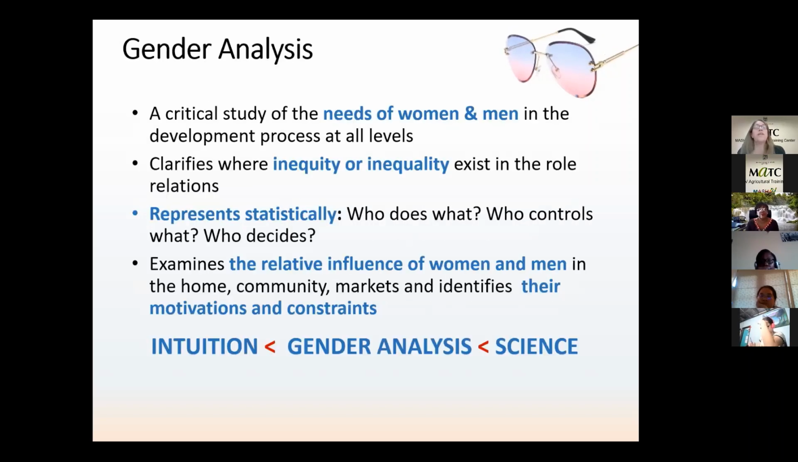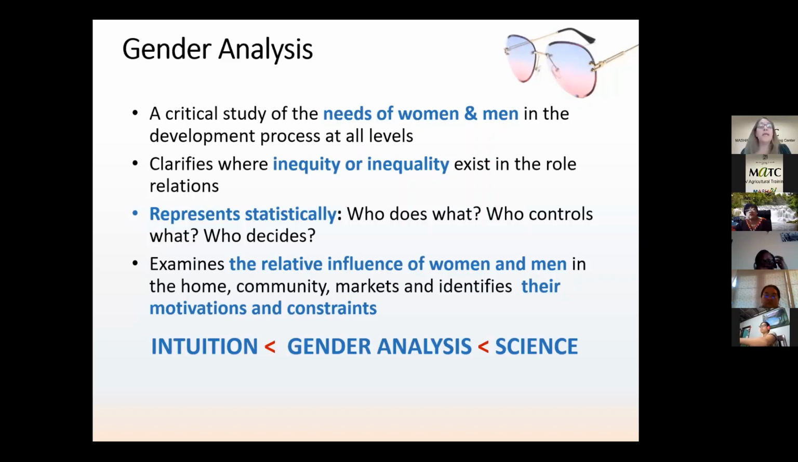When it comes to the gender analysis, a gender analysis is a critical study of the needs of women and men in the development process at all levels, as I said. It clarifies where inequity or inequality exists and it represents statistically who does what, who controls what, who decides what, who owns what, etc. It examines the relative influence of women and men in their home, as well as in their community, in markets, and it identifies their motivations and constraints.